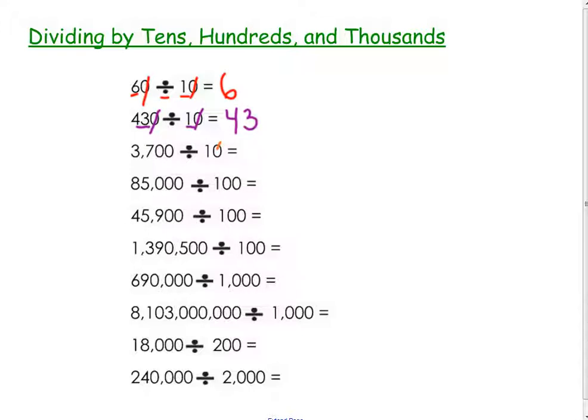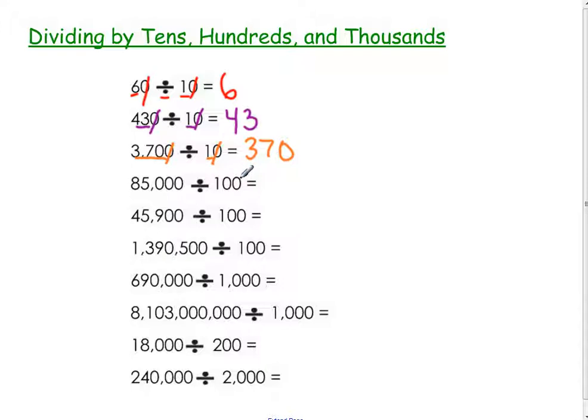1 zero off of the divisor and only 1 zero off the dividend, because if you crossed off only 1, you cross off only 1 in the dividend. So what's left over is 370 divided by 1, which is 370. So 3,700 divided by 10 is 370.